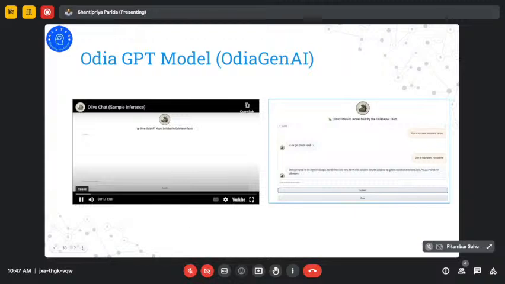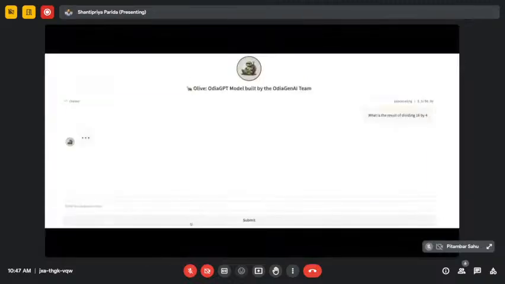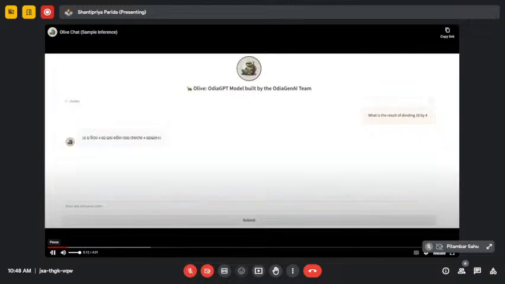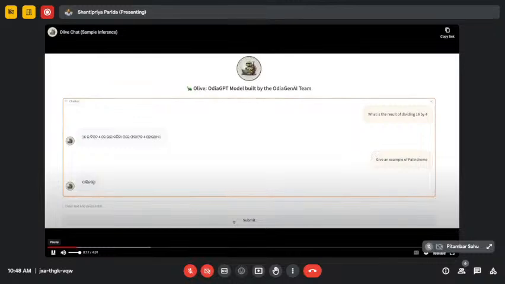We tried asking different questions relating to Odia, for example some math questions, like what will be the division if you type 16 by 4, or can you give an example of a palindrome? We tried many types of questions. We found that these models are able to understand at least the domain context, and able to answer in Odia.